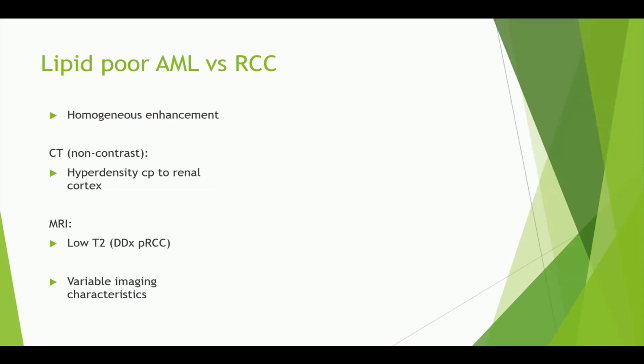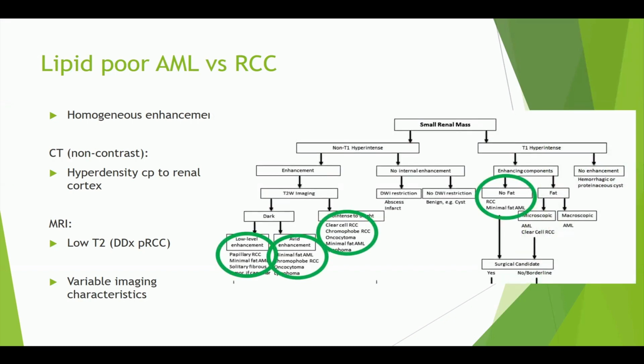Likewise, lipid-poor AML cannot be reliably distinguished from RCC on imaging. In several small studies, minimal fat AMLs have been described to demonstrate homogeneous enhancement. Yang and colleagues examined the potentially predictive imaging variables and found that high density on non-contrast images was the only examined variable that consistently and significantly differentiated minimal fat AMLs from RCC. Hyman et al. found that low T2 signal was the only imaging feature aside from small size that predicted minimal fat AML in multivariate logistic regression. However, as displayed by our previous MRI diagnostic algorithm, minimal fat AML can present in a variety of imaging characteristics.